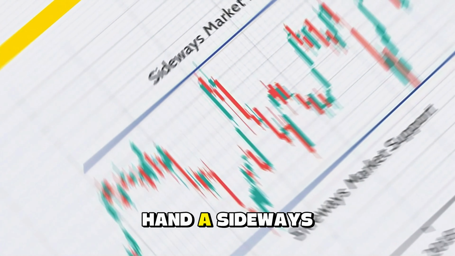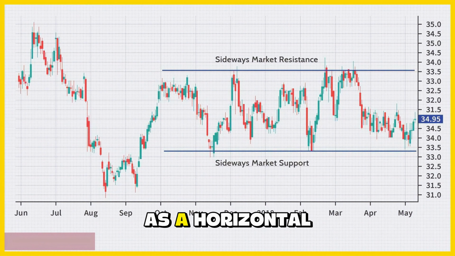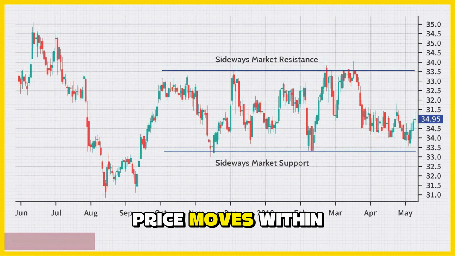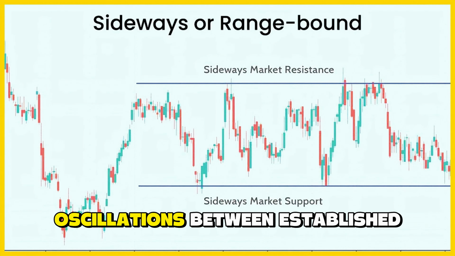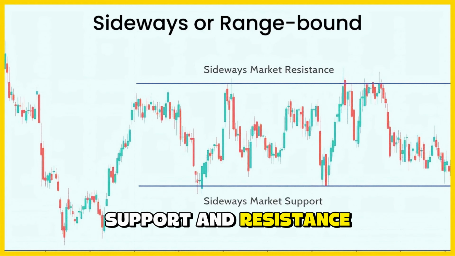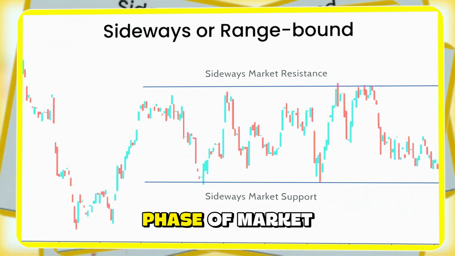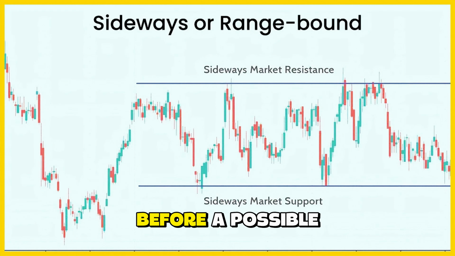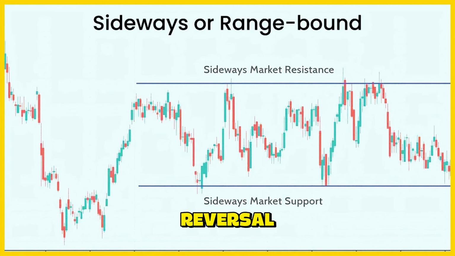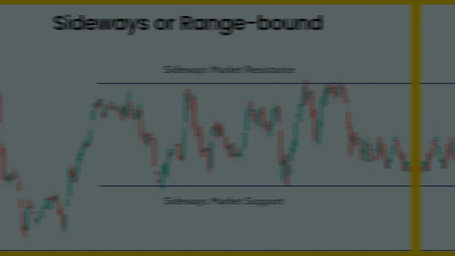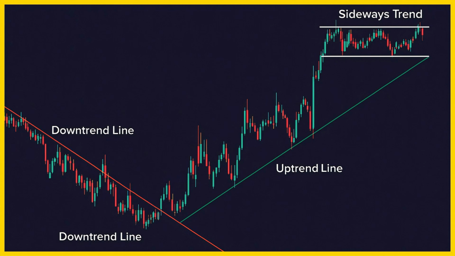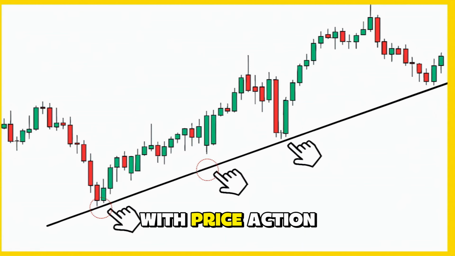On the other hand, a sideways trend, also referred to as a horizontal or flat trend, is a market condition where an asset's price moves within a tight range, showing no clear upward or downward direction. This pattern is marked by price oscillations between established support and resistance levels, often signaling a phase of market consolidation before a possible breakout or trend reversal. It functions as dynamic support and resistance. Trend lines are not static boundaries. They are dynamic levels that evolve with price action.